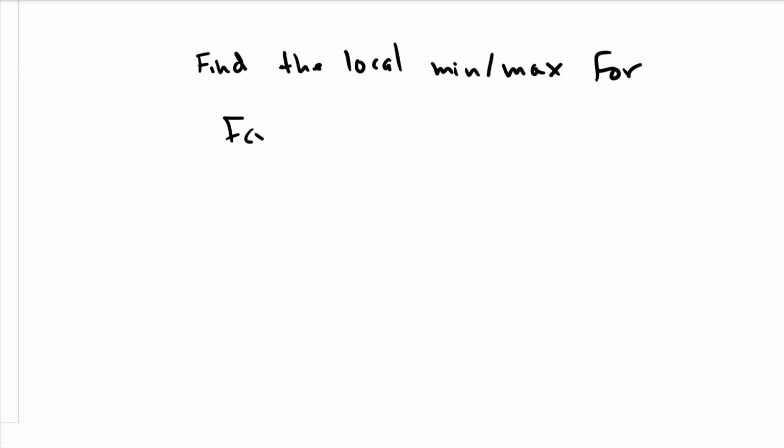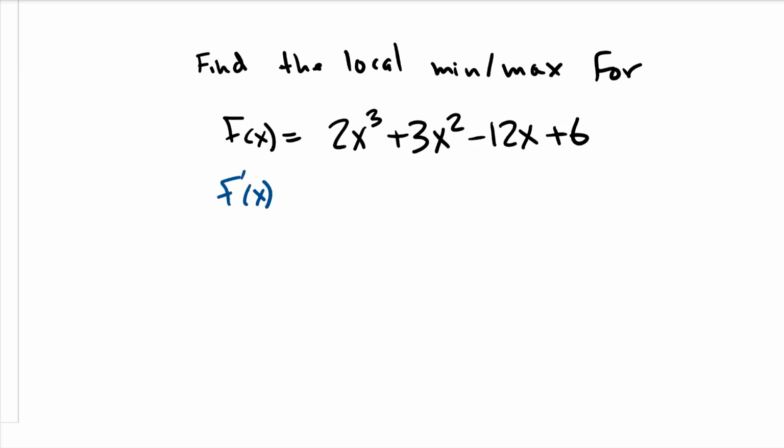So let's go find the local min-max for, let's call it, f of x equals 2x cubed plus 3x squared minus 12x plus 6. And we're going to use the second derivative test. So what we have to do is take a first derivative and set it equal to 0 to start. So f prime of x is equal to 6x squared plus 6x minus 12. Oh, that better factor.